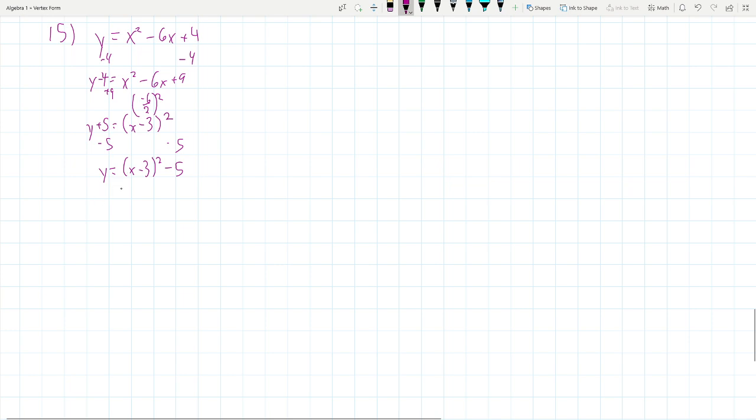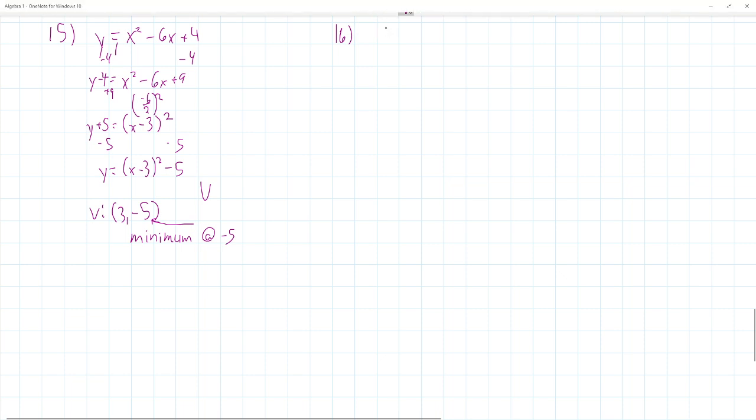This is in vertex form right here. And so our vertex is 3 comma negative 5. If I look at my graph, or at my equation, I can look at the very beginning. I can even say, oh, it's normal, it should be going up. And so that tells me this is a minimum, and the minimum is at negative 5 because it's the y value of our vertex.